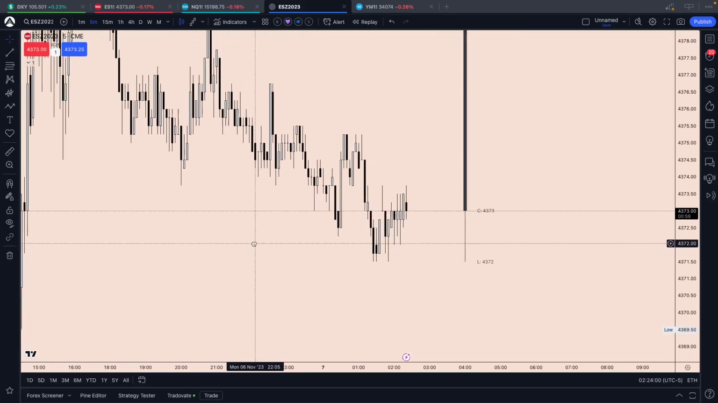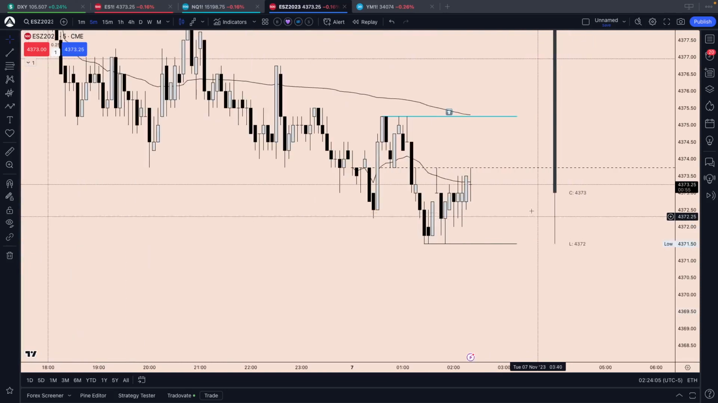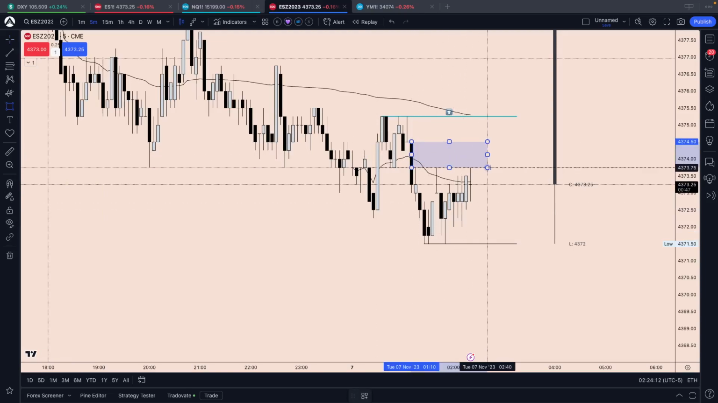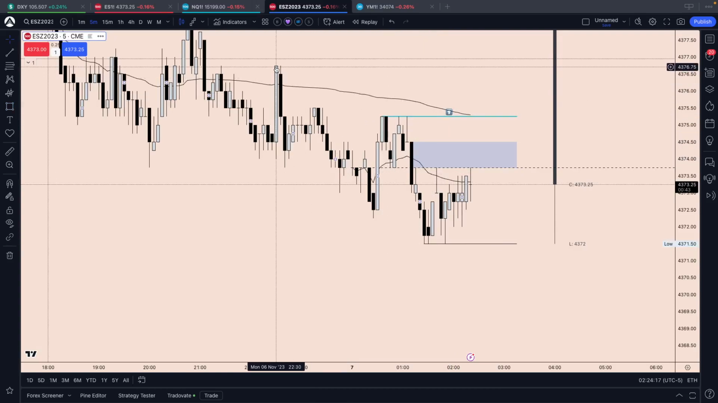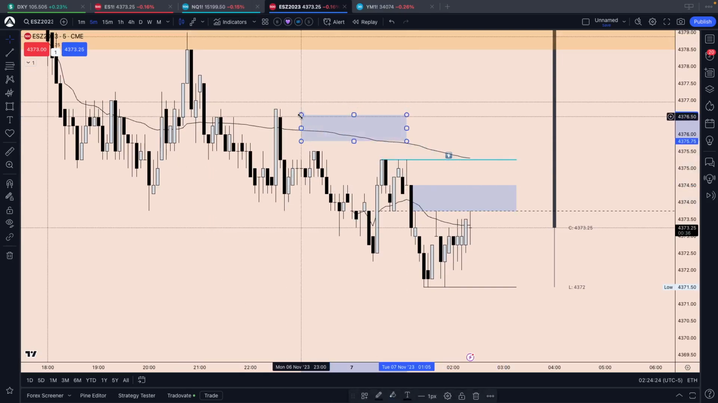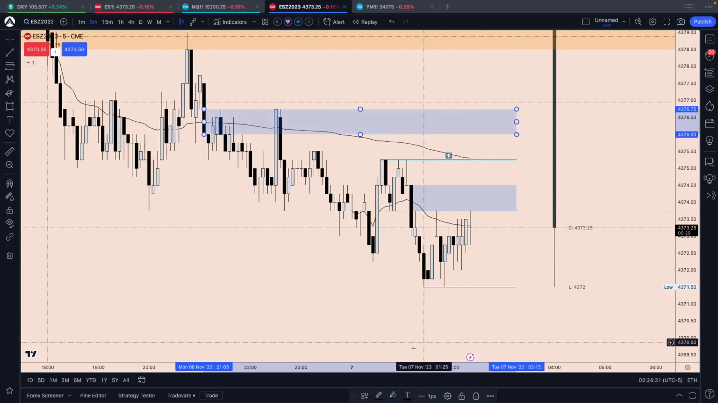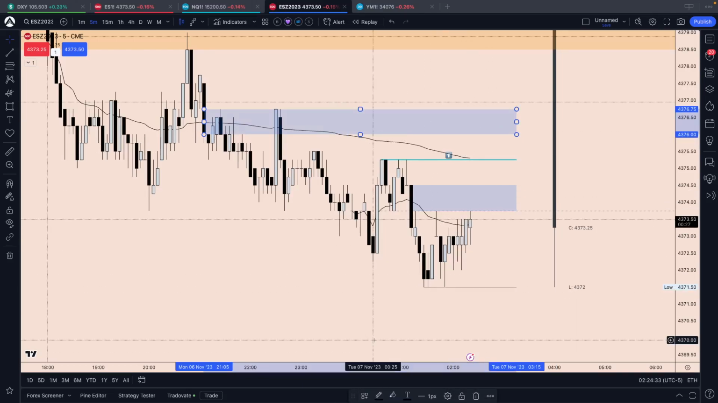But right here, this really comes into play. So based on that unicorn model, we would expect resistance from this bearish value gap, but with equal highs above, equal highs, more equal highs, bearish value gap. Let's take a look at that stuff on the 5 minute time frame now. This has been respected too perfectly to ignore it.